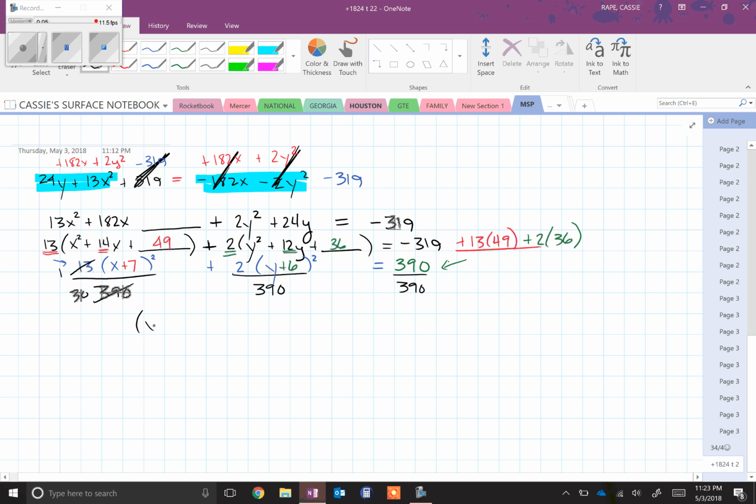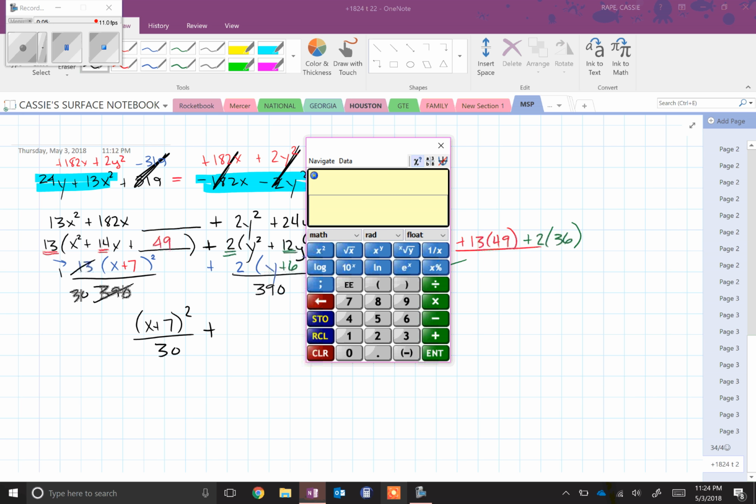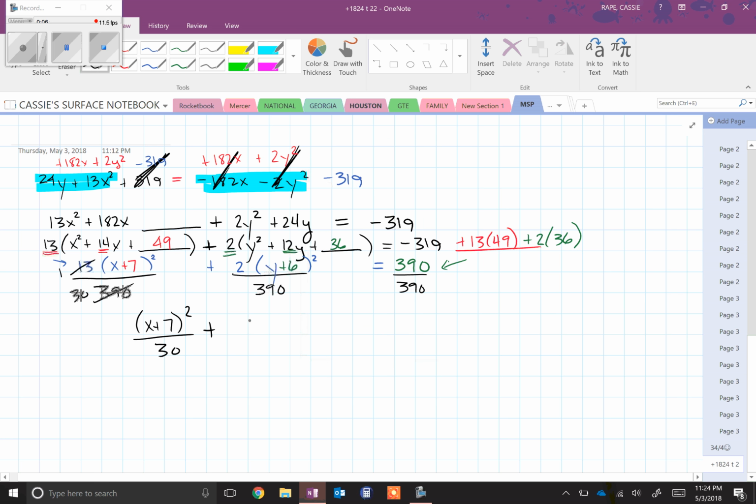Plus, I'm going to do the same thing. 2 into 390 would be what? 150 plus 45, so 195. I'm just going to double check because I don't trust my math this late at night. Okay, so this is going to end up being the quantity y plus 6 squared over 195 is equal to, and 390 over 390 is 1.